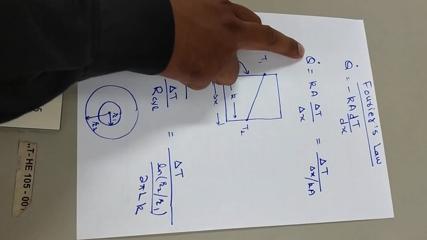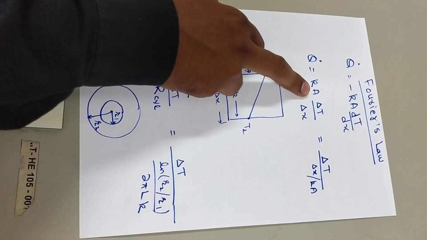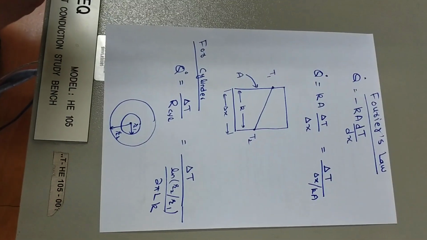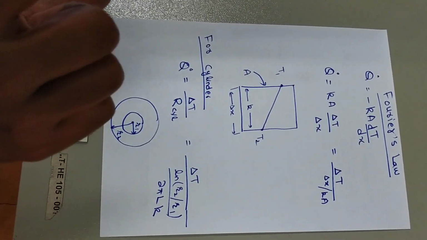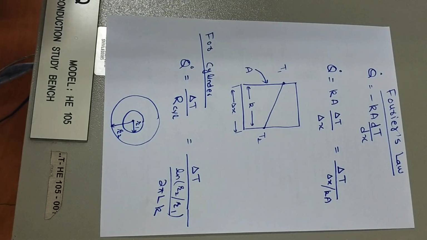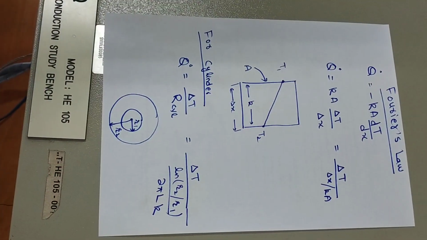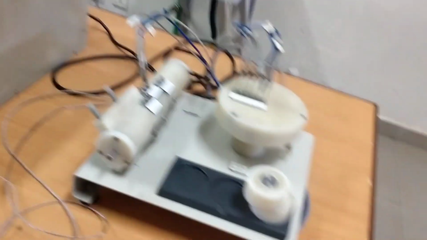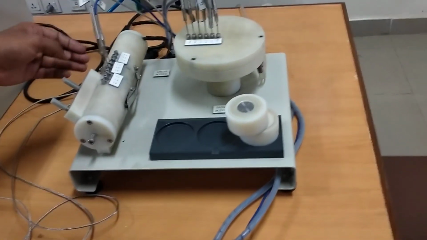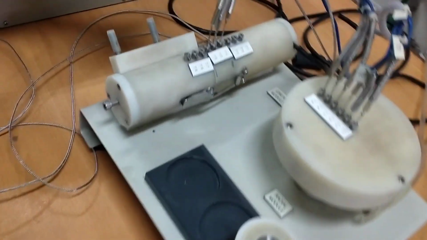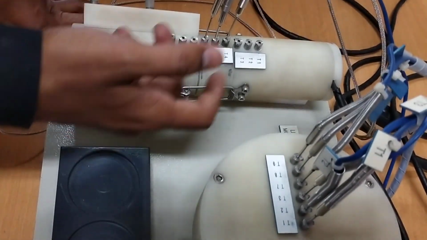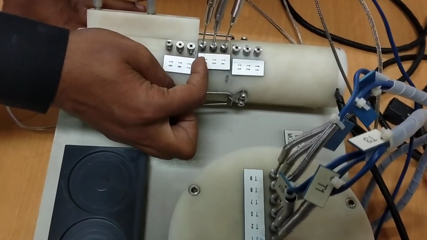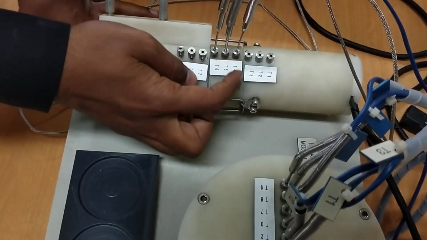Q dot we can get from the heater, and A is the area perpendicular to the heat transfer. We can measure this area from the brass section, which is 25 mm diameter, and then delta T and delta X. So I need to calculate delta T. Out of these 9, I can use any 2 temperature sensors to calculate the thermal conductivity of the brass section. So I'll use T4 and T6, the middle ones.